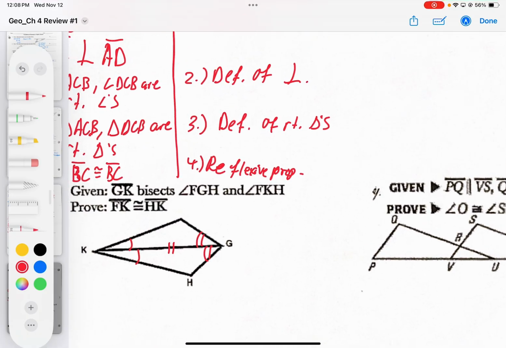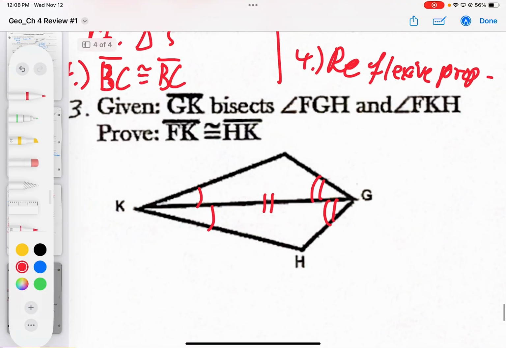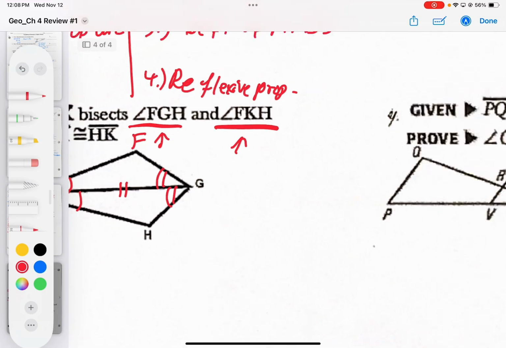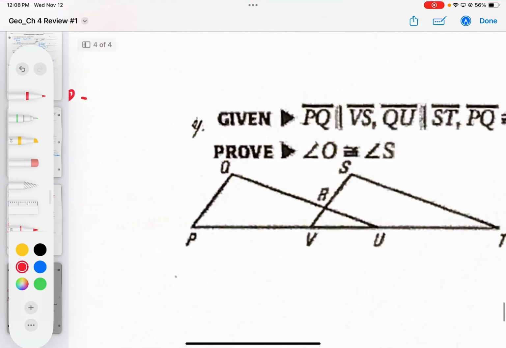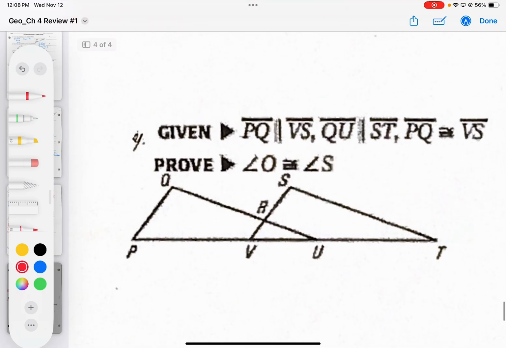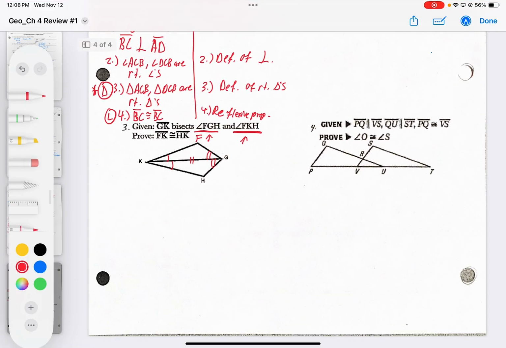4, you said what? What was the other angle? It says GK bisects both of these angles. Yeah, but you get 2 congruent parts out of this one and out of that one. What's the other letter? Oh, I'm sorry. It's F. The picture just got cut off. So it's F. 4 requires you to do segment addition postulate. Not going to make you do it on the test. That's a lot. All right, questions on the review?